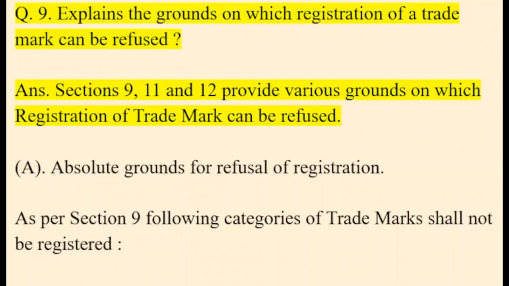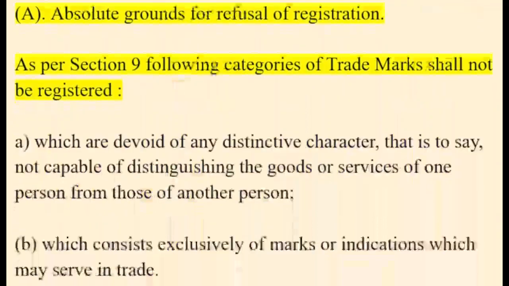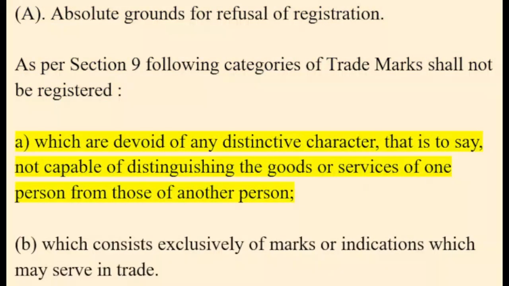Q. 9. Explain the grounds on which registration of a trademark can be refused. Ans. Sections 9, 11 and 12 provide various grounds on which registration of a trademark can be refused. A. Absolute grounds for refusal of registration. As per Section 9, the following categories of trademarks shall not be registered. A. Which are devoid of any distinctive character, that is to say, not capable of distinguishing the goods or services of one person from those of another person.